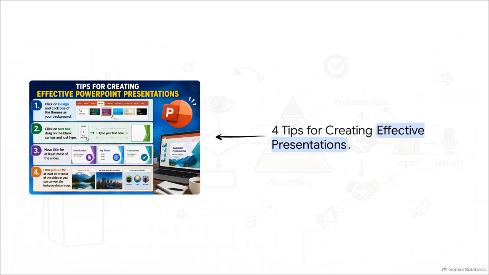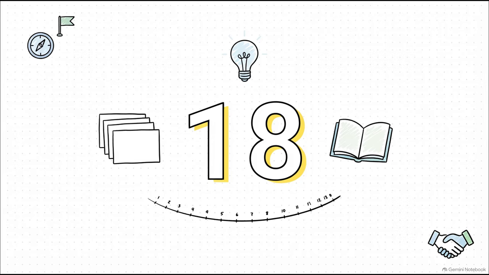Now, I want to talk about a very specific number. 18. 18 is the magic number you need to keep in mind for this specific project. It represents the absolute minimum slide count requirement for your final assignment. Basically, if you have fewer than 18 slides, you just haven't fully fleshed out your story.